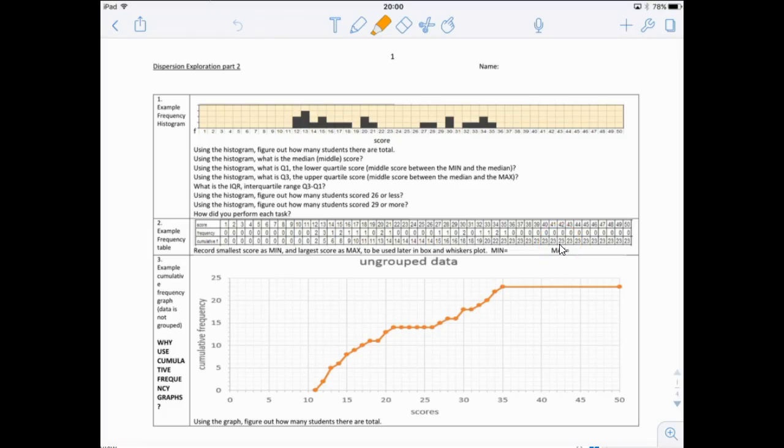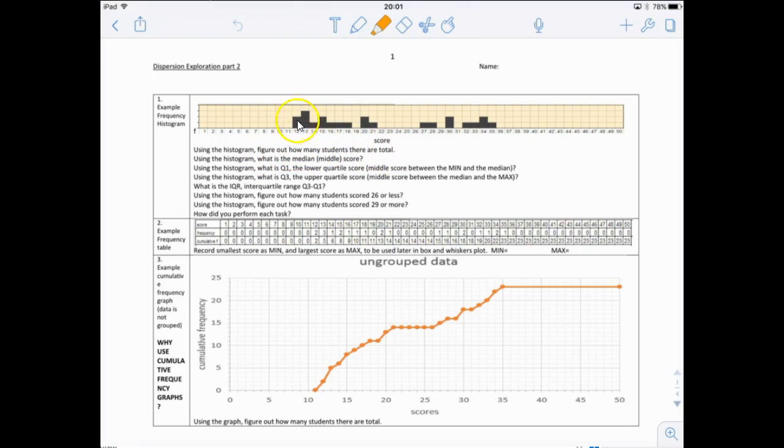Okay, this is part 2 of the dispersion investigation. In number 1 here, we're looking at the frequency histogram that was at the top of the spreadsheet you were working with on part 1. This is the teacher distribution, the one that says fill on it. So if you want to, you could just copy down the answers from that, or you could refigure out everything. Okay, so it says using the histogram above, figure out how many students there are in total.